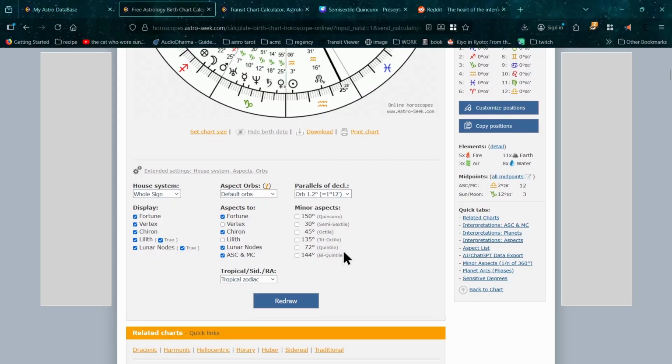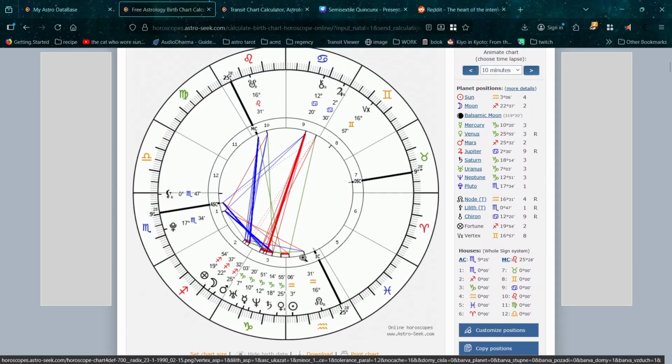on minor aspects, and you can click on if you want things to aspect the nodes, Lilith, Chiron, these other places that some people don't use aspects to because they're more points or they're not as prominent as the traditional planets. And then you can also set if you want the true or the mean nodes, where it actually is, or the average over time, because these guys wibble wobble a lot. Okay, so that's how you can do that.